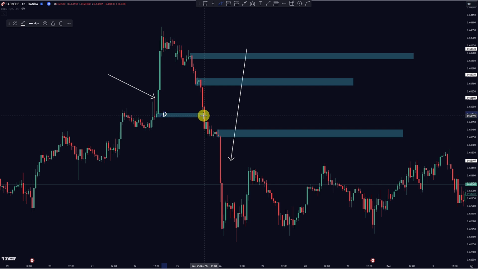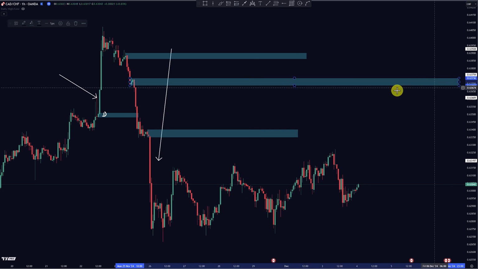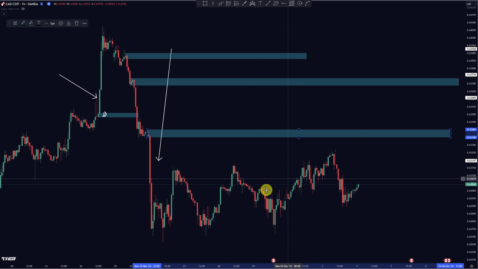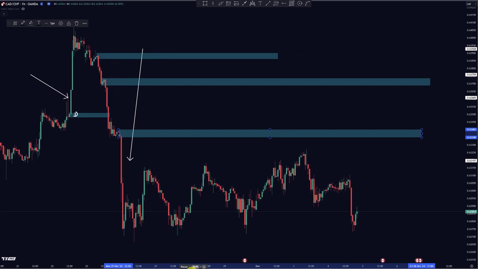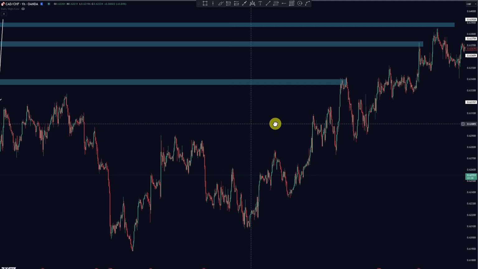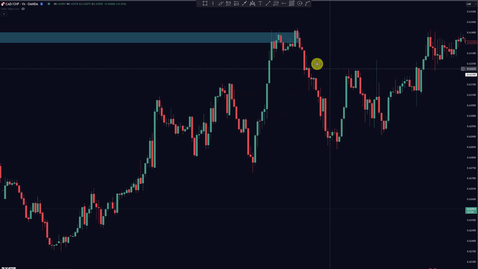You need to wait for actual confirmation at the zone, and that is so important for your supply and demand trading. All we need to do now is just wait for the price to get to those zones, and we're going to observe carefully how the price is reacting. I've just fast forwarded a little bit, and you can see the market is hitting this first zone and actually gave us a really good signal.